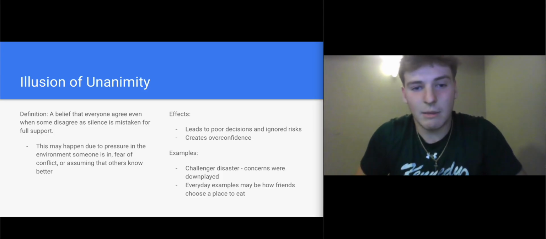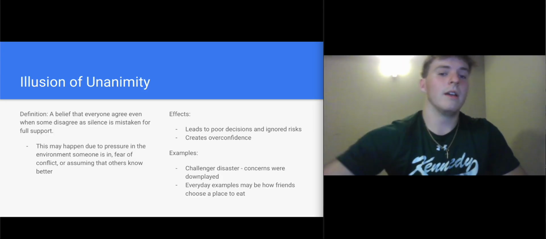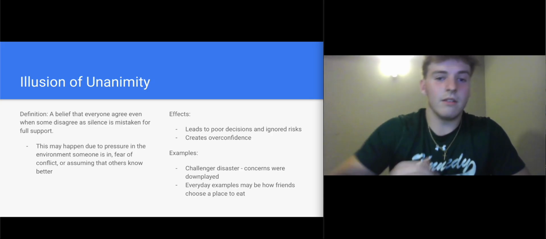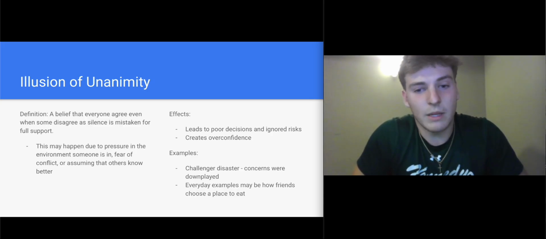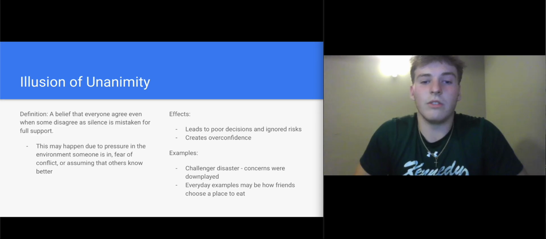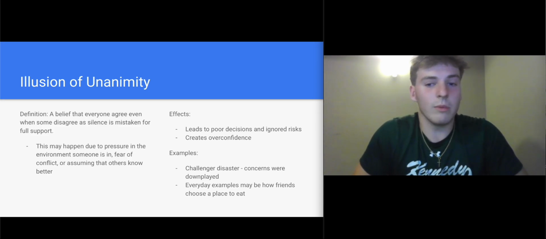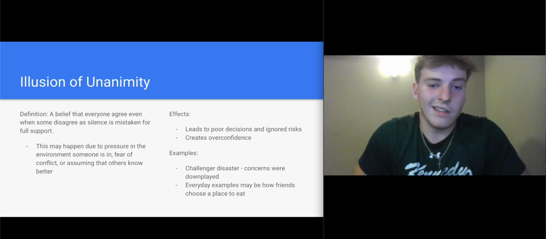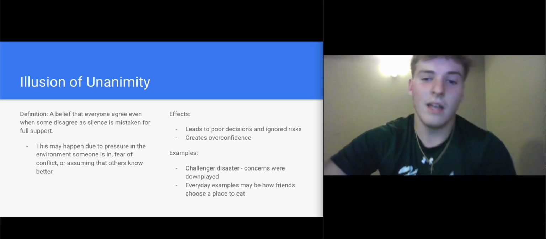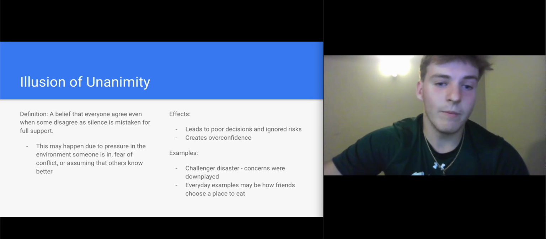I'm also using the example of the Challenger space shuttle disaster, since engineers had concerns about the O-rings but did not strongly challenge leadership. The NASA leaders assumed that there was full agreement to launch, even though there was not. The silence created a false sense of unity that helped lead to a very tragic outcome.